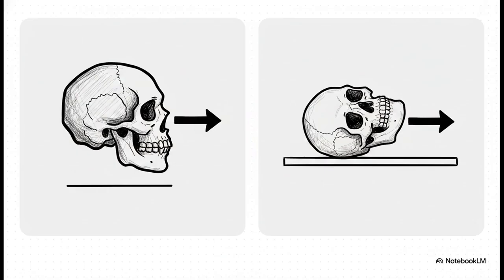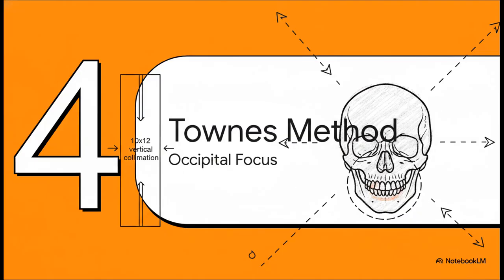If you have a trauma patient lying supine, you obviously can't just ask them to turn their head. Instead, you perform a cross-table lateral with a horizontal central ray. This specific trauma setup is incredibly important. Why? Because it's used to check for sphenoid sinus effusion, which can actually be a critical indicator of a basal skull fracture. Section 4. Townes method, occipital focus.